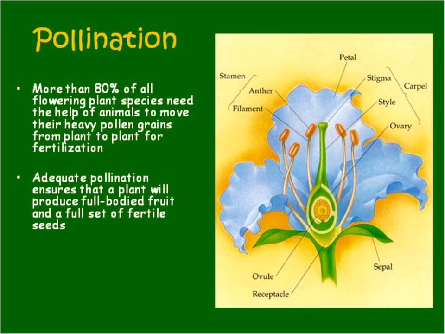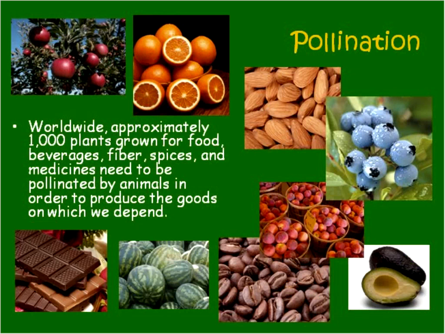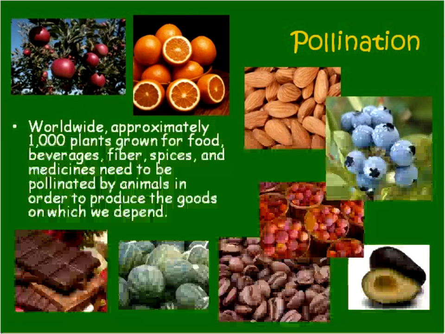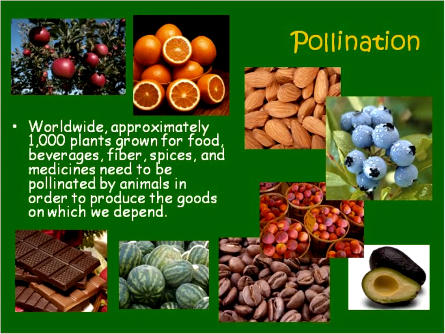So over 80% of flowering plants need the help of some type of animal for pollination, and that pollination ensures that we're going to get good quality, well-sized fruit for us and for others who might enjoy them. So there's over 1,000 different plants that we enjoy for food and medicine and spices, beverages around the world that require some type of animal pollination.